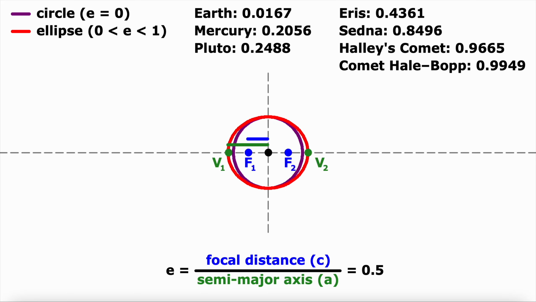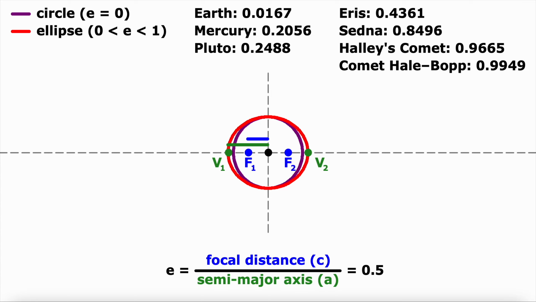The orbits of the planets in our solar system are elliptical, but their eccentricities are low. For example, Earth's orbit has an eccentricity of about 0.0167, which is very close to a perfect circle. And Mercury's orbit, which is the most eccentric orbit of all the major planets, has an eccentricity of about 0.2056, indicating that it is somewhat elongated, though not highly so.